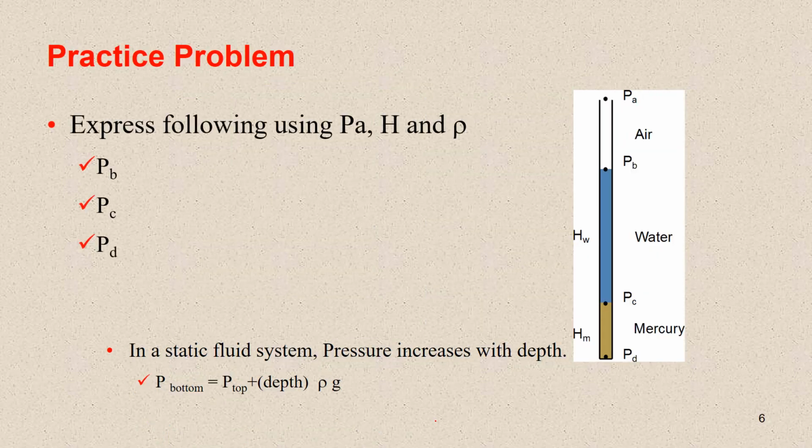Using the knowledge that you have gained thus far, try this practice problem. Express the following using PA, which is the pressure of air, H, which is the height of any given column, and rho, which is the density of a given fluid.